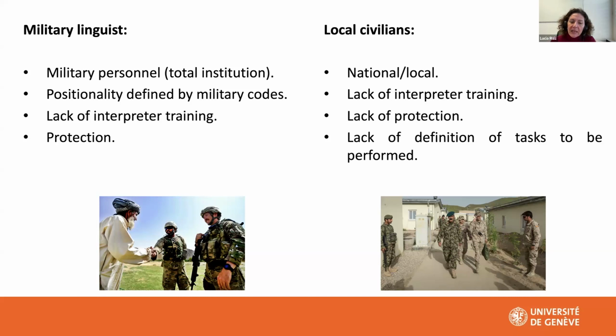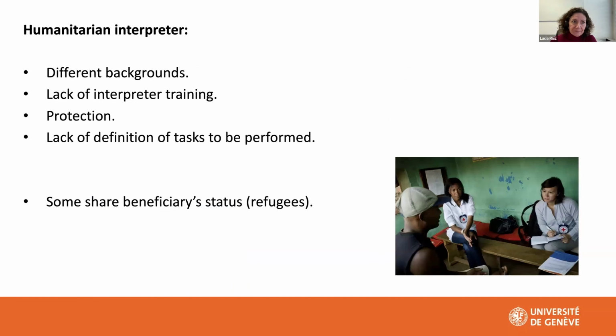Then, on the other hand, we have the locally recruited civilians. As I said before, they can be locally recruited, but they can be nationals as well, as in the case of the Iranian interpreters that I mentioned before. They lack interpreter training, and they usually lack protection. We will see that afterwards. And there is a lack of definition of the tasks that they have to perform. So in the end, they perform many different tasks that go beyond interpreting.